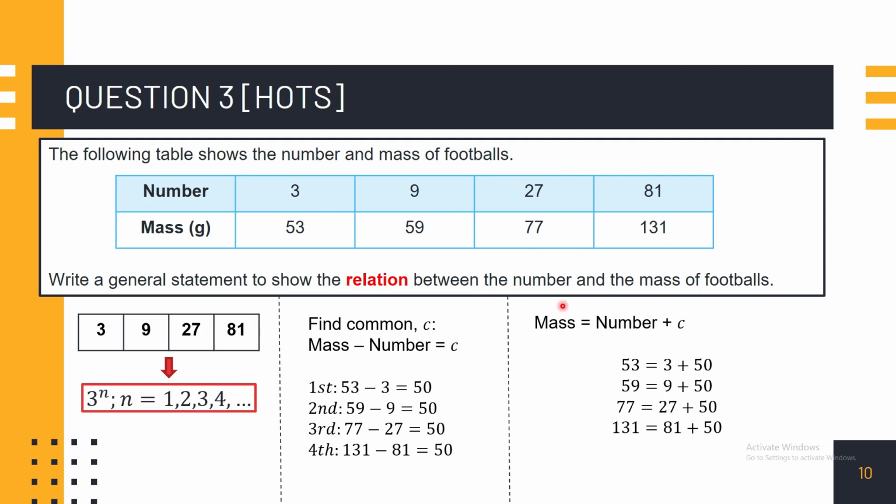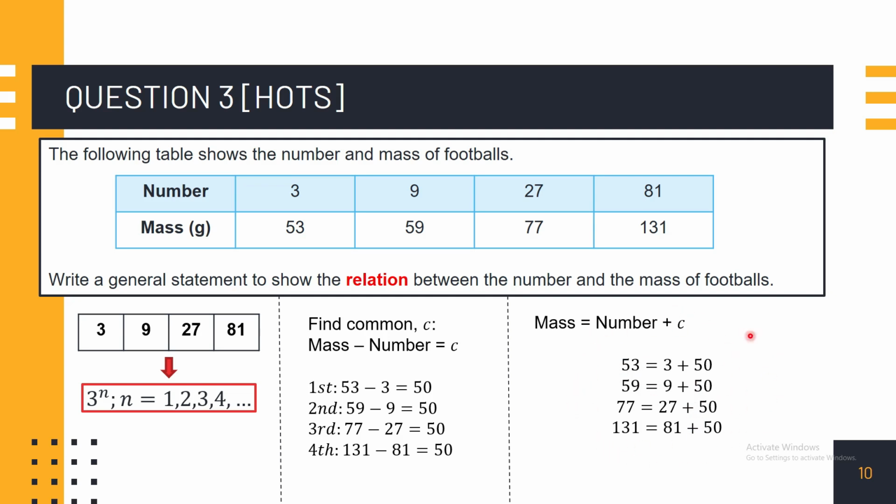Here we already see the relation, which is mass equals number plus C. If it is like this, mass minus number equal to C, this is not a relation. This will be our relation: mass equal to number, with the mass on the left hand side and the number on the right hand side, plus C. 53 equals 3 plus 50, and then 9 plus 50 will get 59, and so on. Here you already see the sequence.